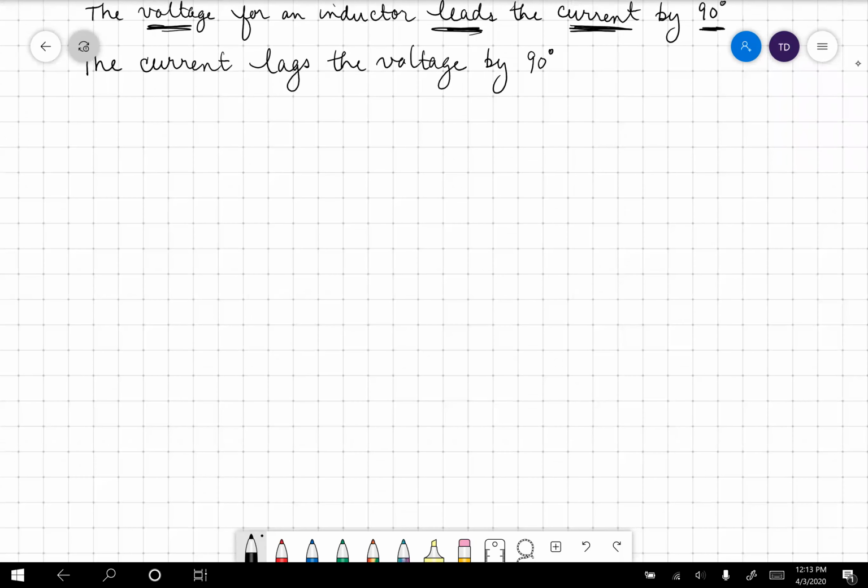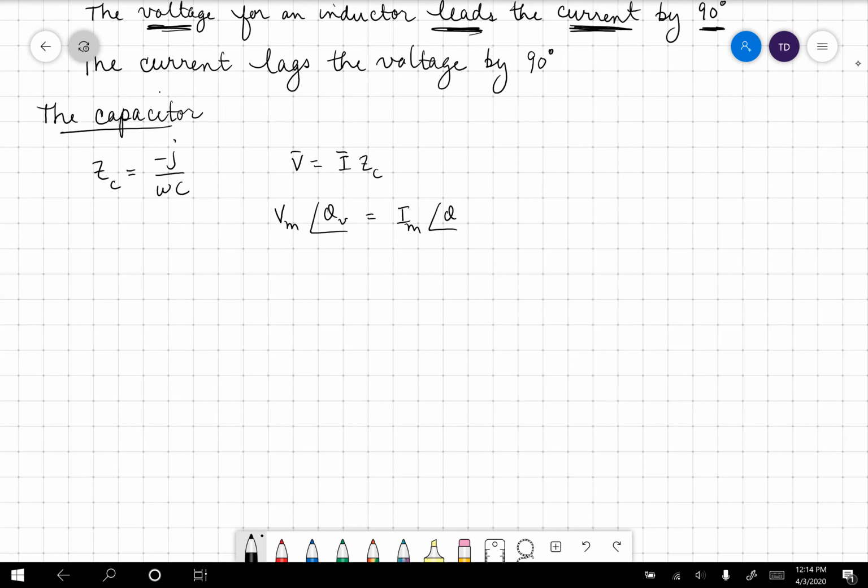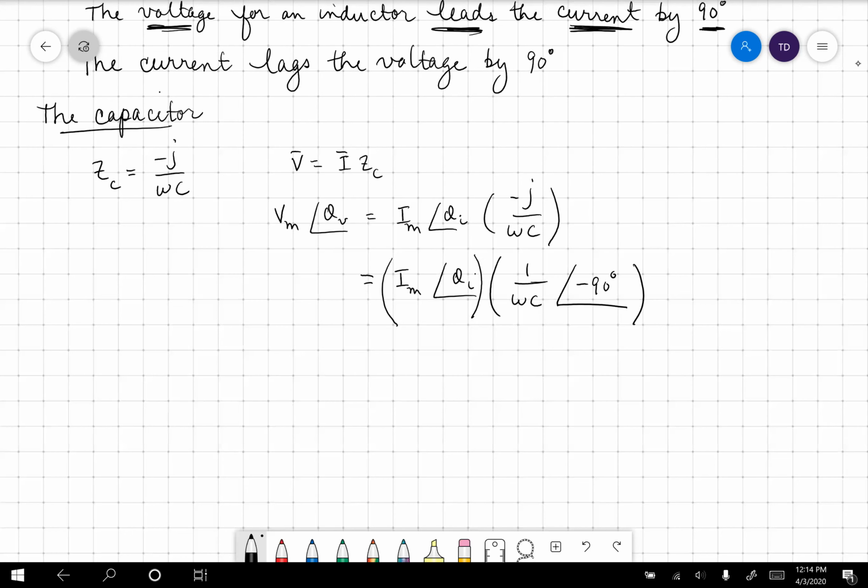Okay, so let's continue and let's look at the capacitor. So the capacitor, we know, again, Z sub C for a capacitor is equal to minus j over omega C. And now, V equals I times Z sub C. So we're going to write this: V sub M at an angle of theta V is equal to I sub M at an angle of theta I times Z sub C, minus j over omega C. If I put Z sub C into its polar form, I sub M at an angle of theta I times 1 over omega C at an angle of minus 90 degrees. Purely imaginary, but negative.